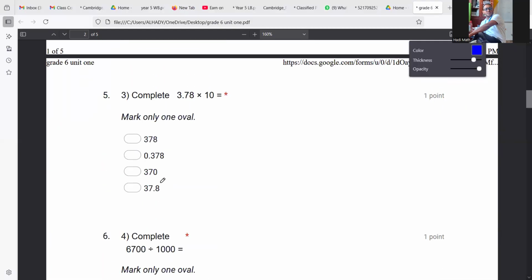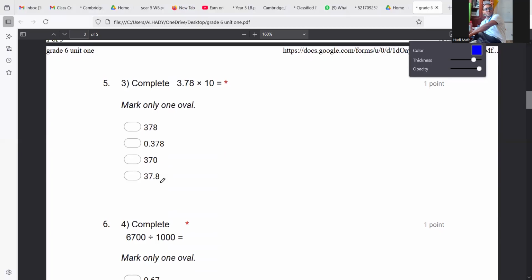Let's go here. They say complete. You have 3.78 multiplied by 10. We know when we multiply by 10, the decimal point will move just one place to the right. So before we answer, or before we look at our options, we need to understand 3.78. The decimal point goes to the right one place, and then we stop here. So it is 37.8. Then you look at your options and look for 37.8. It is the last option here, 37.8.